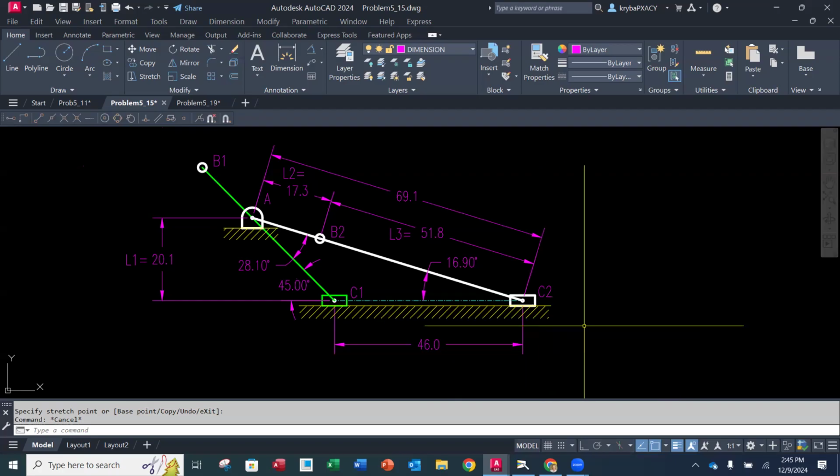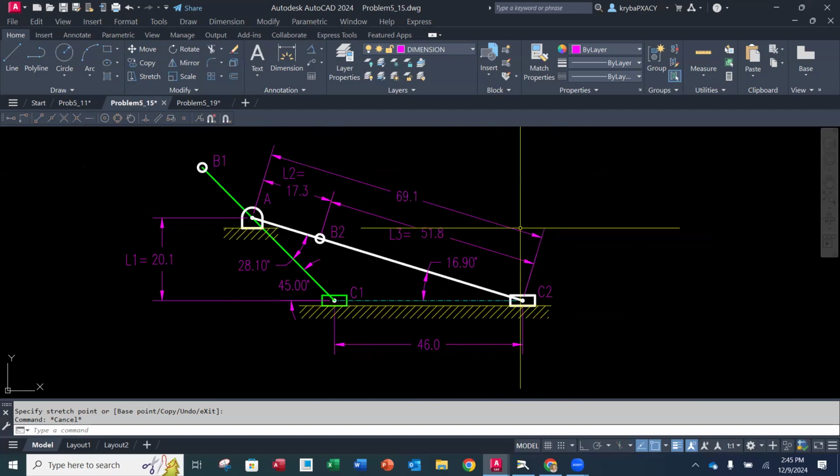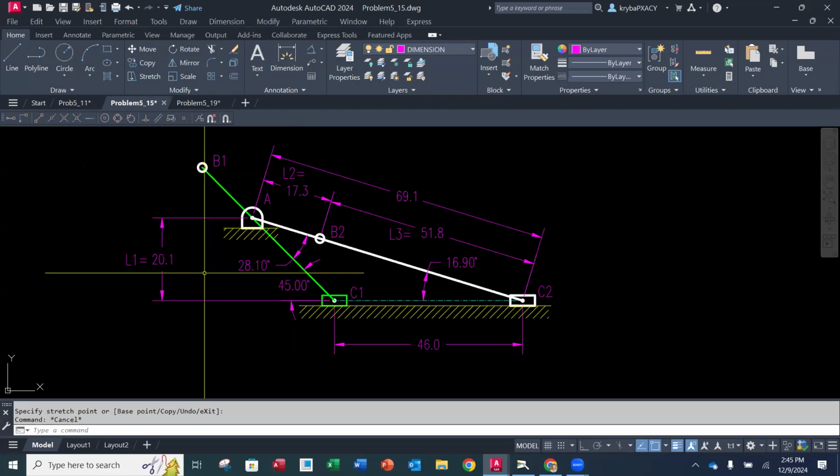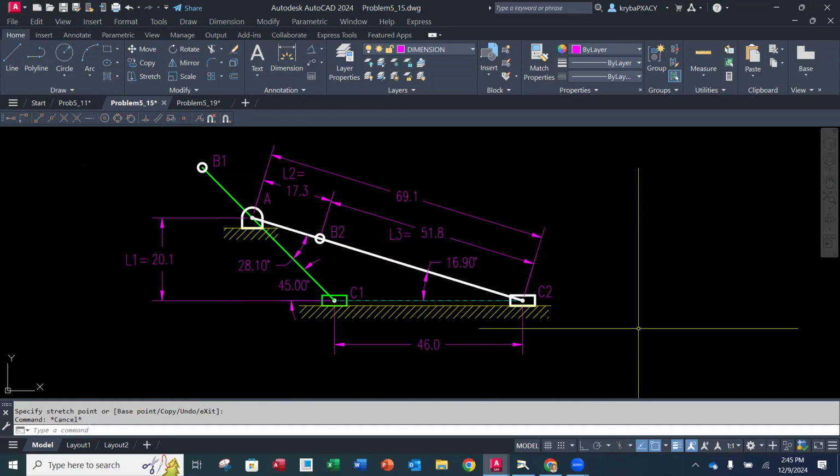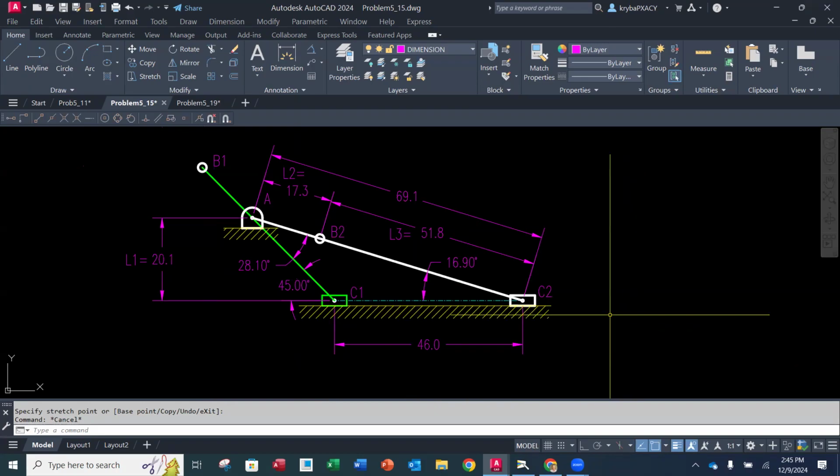So making sure that you have your C1 and your C2 labeled, your A labeled, your B1, your B2, the lengths of A to C2, the length of L2, the length of L3, the length of L1. And then the stroke and the beta and the theta M and the theta N, all the ones that you see here. This is what you want to duplicate and make sure that you get the same values. So this would be the screenshot to accompany problem 515.